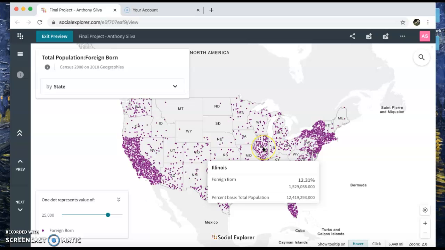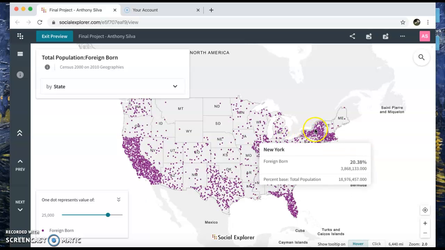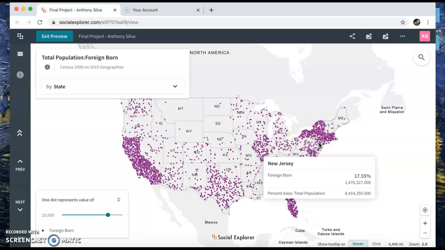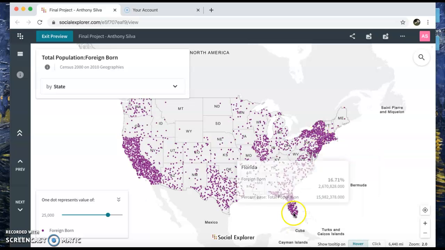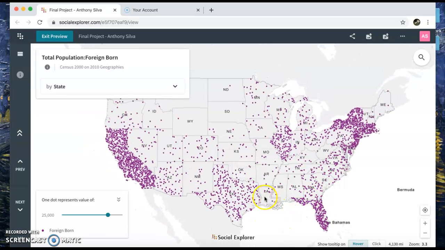Places like Illinois have Chicago, so that's going to get a ton of immigration because it's a big city and there's lots of work there. Same with New York, same with New Jersey because of its proximity to the city, and then same with Florida. There's a lot of cities, and also Florida's close to Cuba, it's close to the Caribbean, so you're going to get a lot of immigration, and I think that explains why those states have such populous amounts of foreign-born residents.